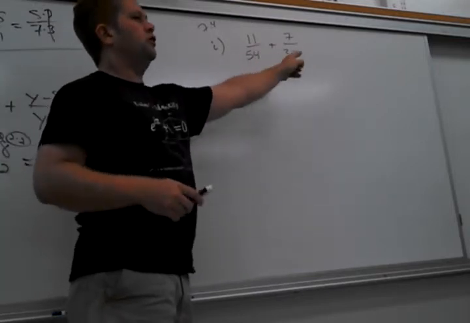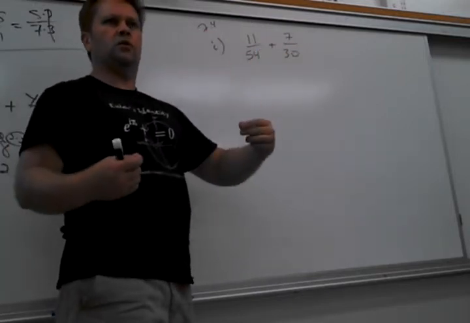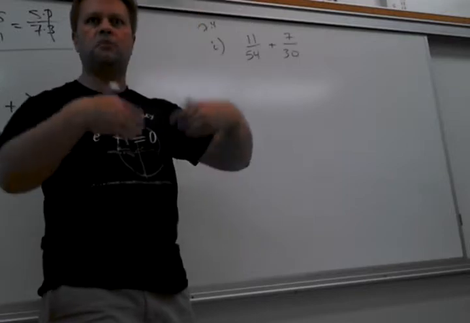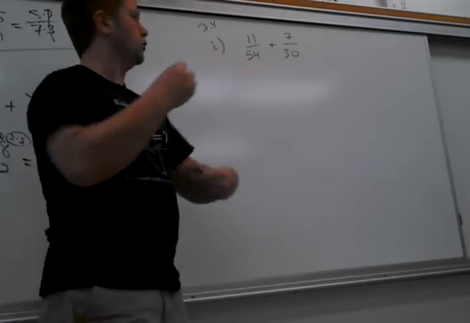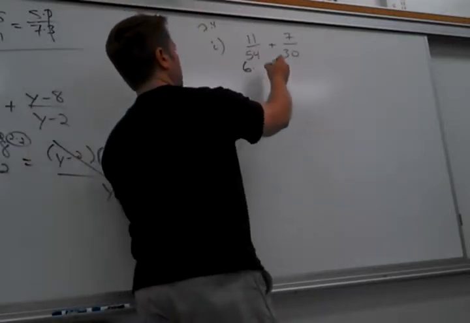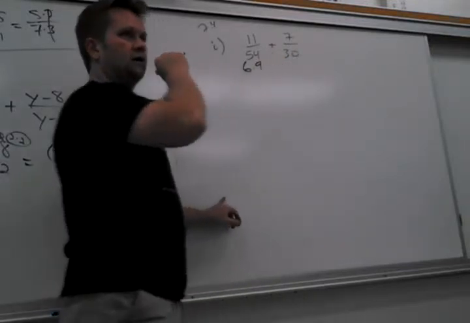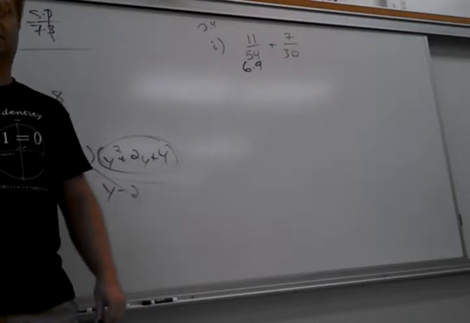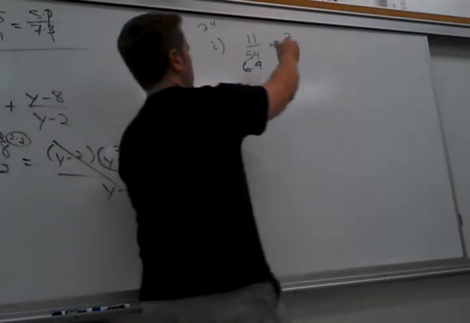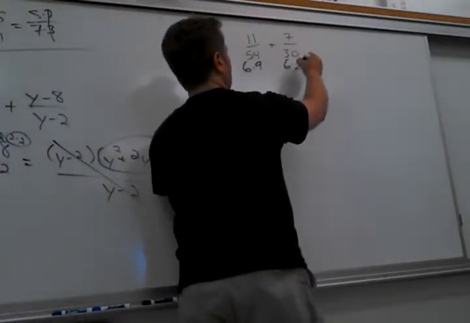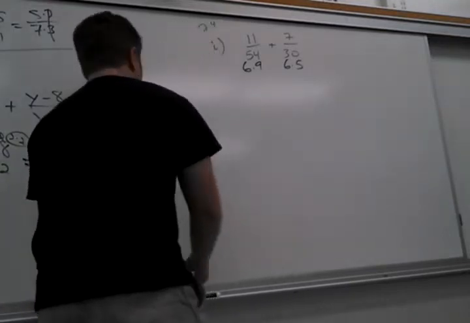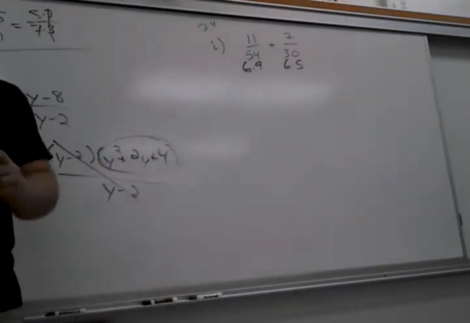54. What do 54 and 30 have in common? What's the biggest number? 6. They have 6 in common. That's the biggest number they have in common, right? So what is 54? 6 times 9. Yes, good. 6 times 8 is 48, not enough 6s. Need 9 6s. 30 is 6 times 5. Good. So then you can just give each one of them what they're missing compared to the other.